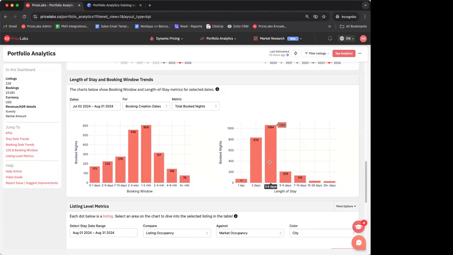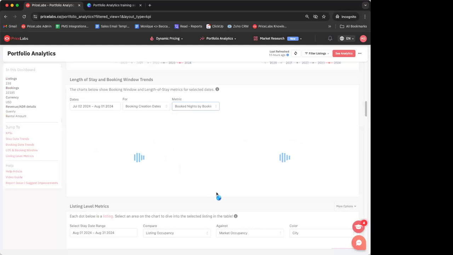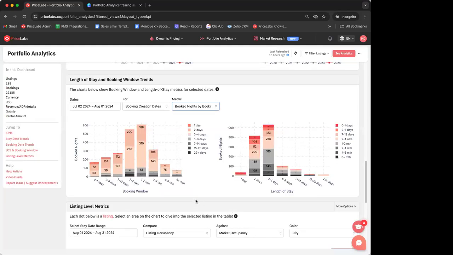We're also looking at a similar thing here for length of stay. What we're seeing here is that we have 1,064 booked nights that had a length of stay of 3 to 4 days that were booked within the last 30 days. Now you can change this metric to look at the booked nights by booking window and length of stay. Kind of just gives you a little bit more detail on what length of stay people are booking for within this booking window.